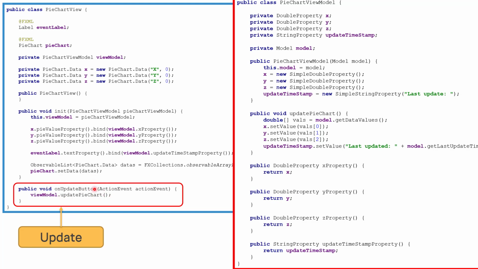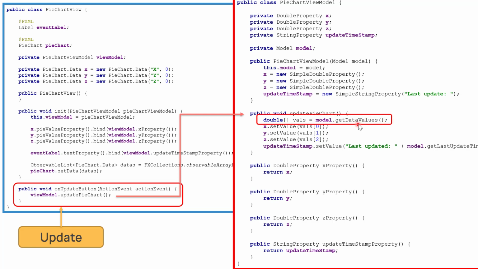That was defined through the JavaFX XML. Now the method here will call on my view model update pie chart. So that is the method over here, update pie chart. The method will then get from the model the values. So this is the first thing that happens.